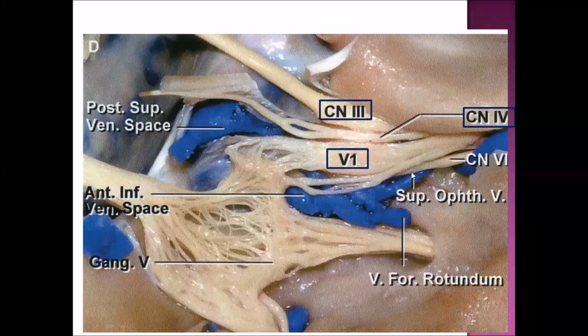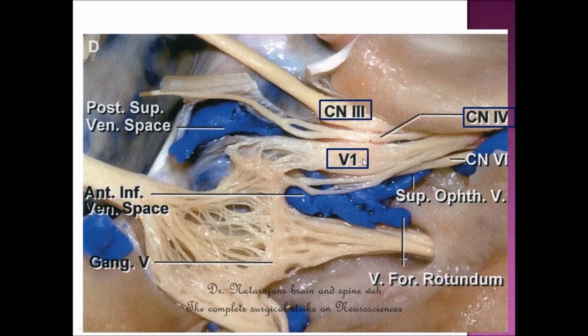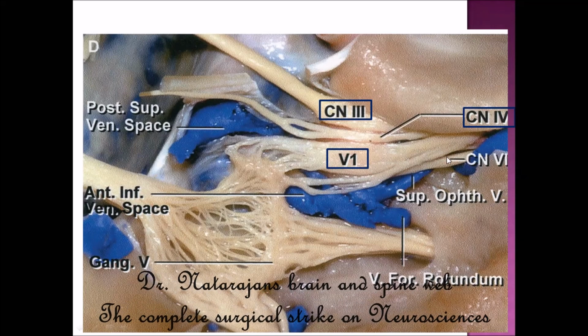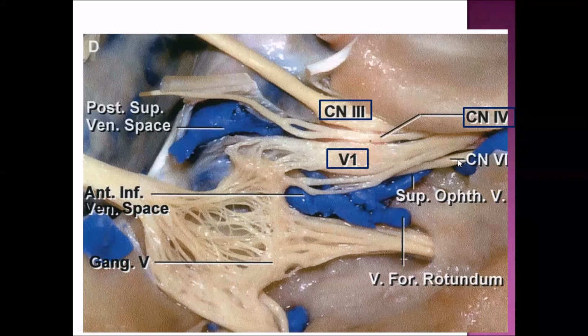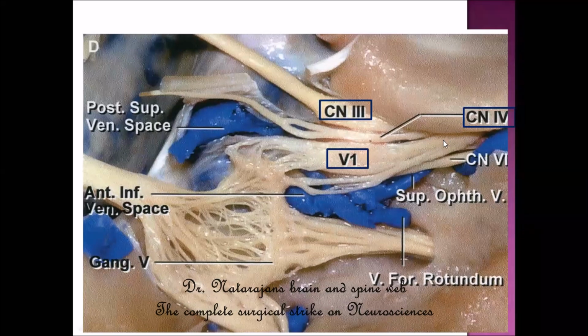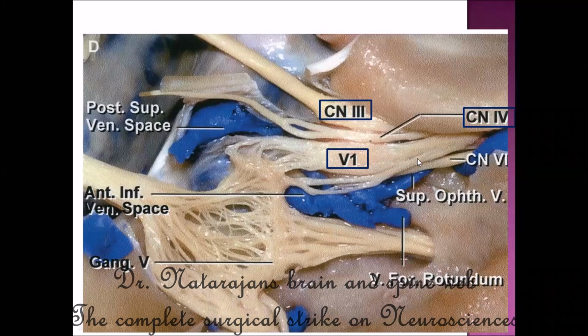And the other thing which you need to remember is, this is the sixth nerve. This sixth nerve usually lies medial to the V1, the ophthalmic division, whereas when it reaches the superior orbital fissure, the sixth nerve becomes lateral to the V1. Okay, the sixth nerve becomes lateral to the ophthalmic division when it enters the superior orbital fissure. So this is what you need to know. The third nerve, fourth nerve and ophthalmic division converge to enter the superior orbital fissure.